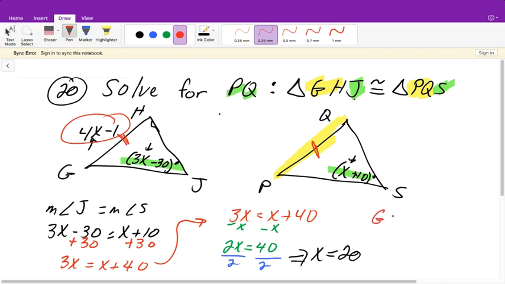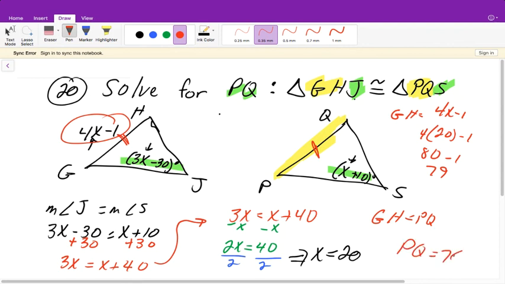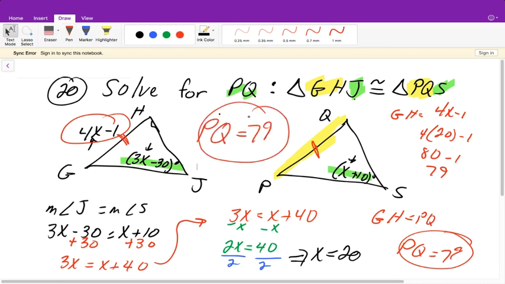So GH is equal to PQ, and I know that GH is equal to 4x minus 1. So 4 times 20 minus 1 is 80 minus 1, or 79. So if they're equal, then I know that PQ is also equal to 79. Let me write this here. PQ must also be equal to 79. Since PQ and GH correspond, and since they're congruent, we know that their lengths are going to be equal to each other. All right, now that is it for the review video.